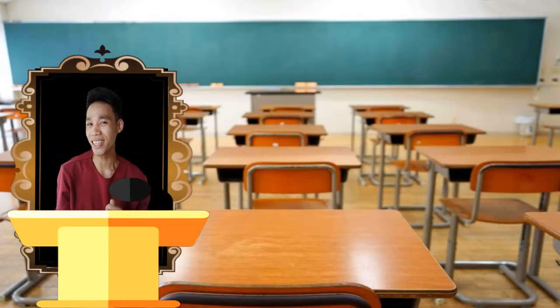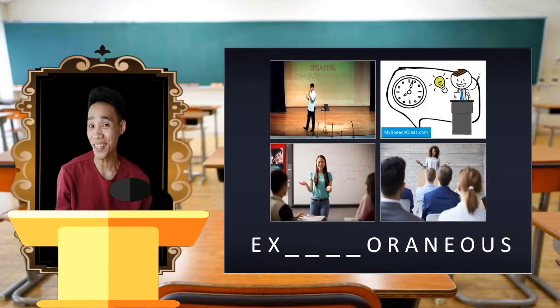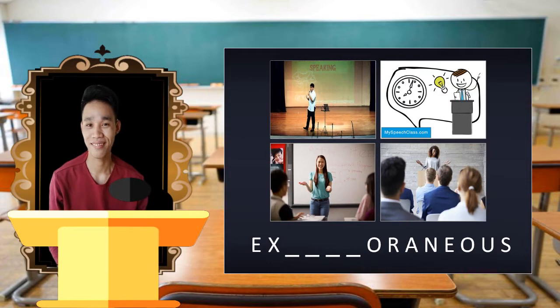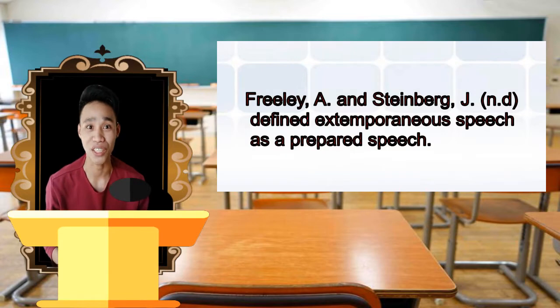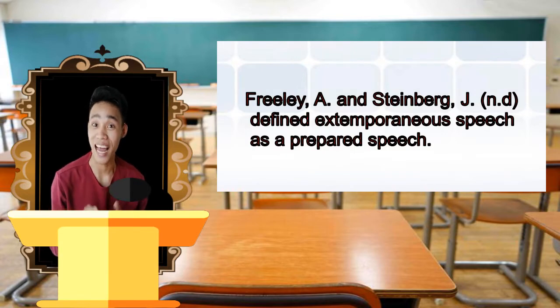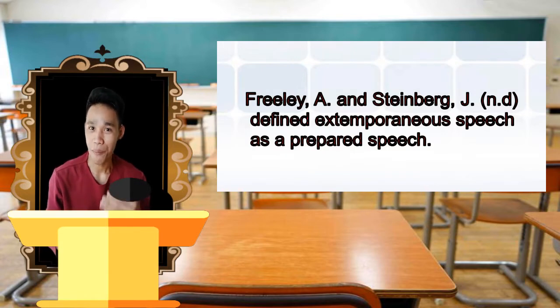So for our second method, what do you think is the answer? You got it again! The answer is extemporaneous. So it is a method that has preparation, or it is a prepared speech. It allows speakers to make eye contact with the audience because it is one of the best ways to connect with them and keep them involved in the speech. So here's a video showing the extemporaneous method.